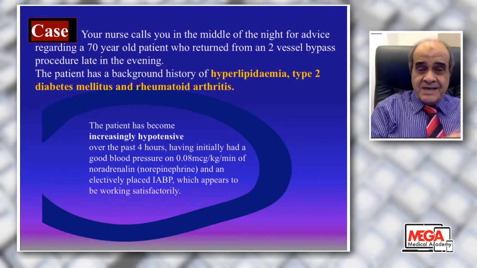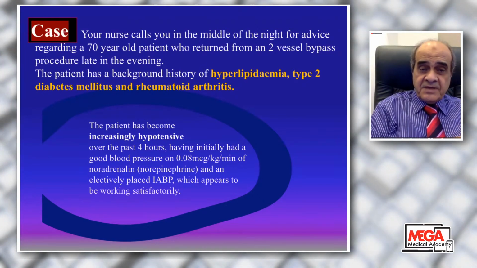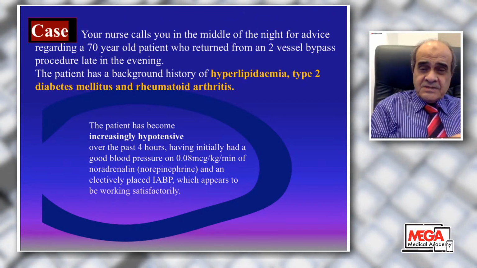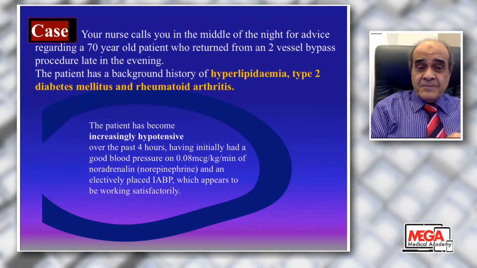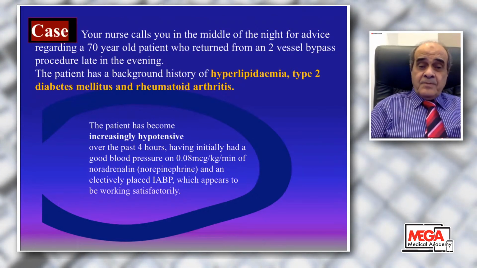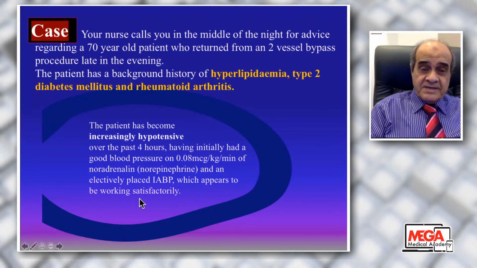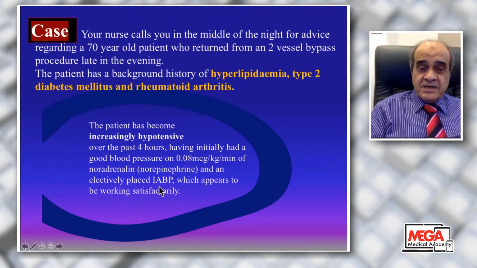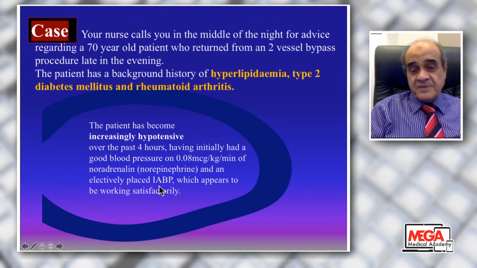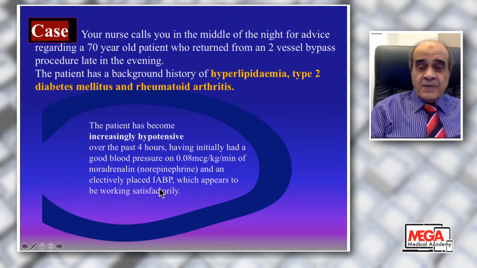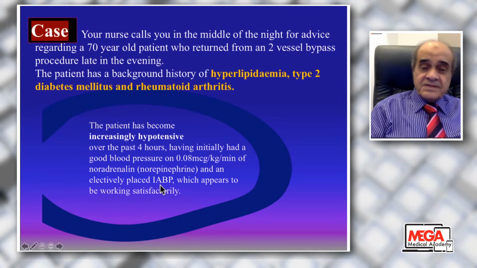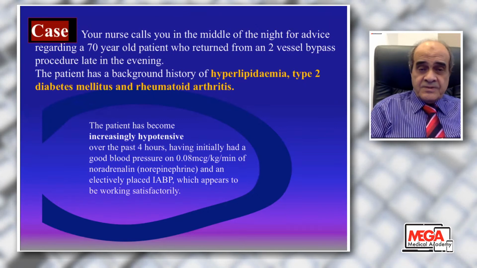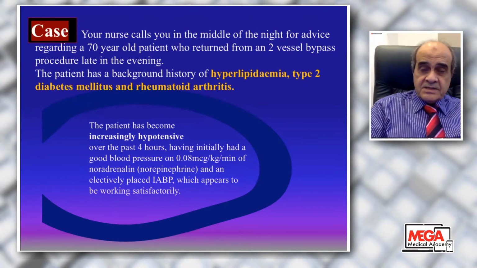As you know, noradrenaline has an alpha effect and a beta effect, and is inotropic. This is the ideal one which we use first for resuscitation. There is also an electively placed intra-aortic balloon pump, which appears to be working satisfactorily. The intra-aortic balloon, as you know, we use especially during cardiac surgery or in severe cardiac decompensation to decrease the afterload during systole and augment the diastolic blood pressure and consequently the coronary circulation.